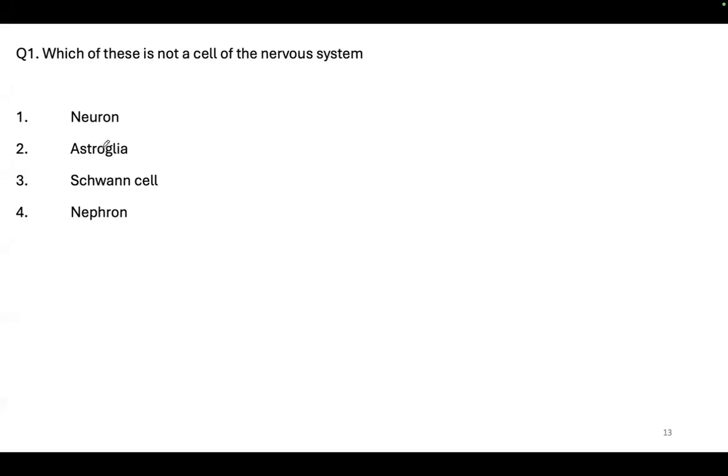Neurons are there in the nervous system. Astroglia are there in the nervous system. Schwann cells are also there in the nervous system, but nephron, that's a part of the kidney. So nephron's not there. Just don't get confused between nephron and neuron.